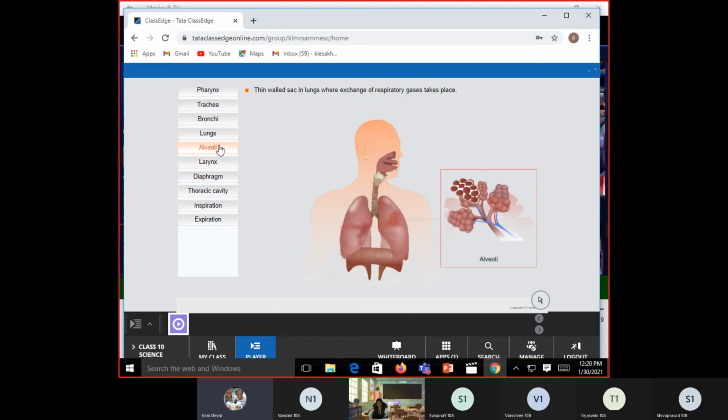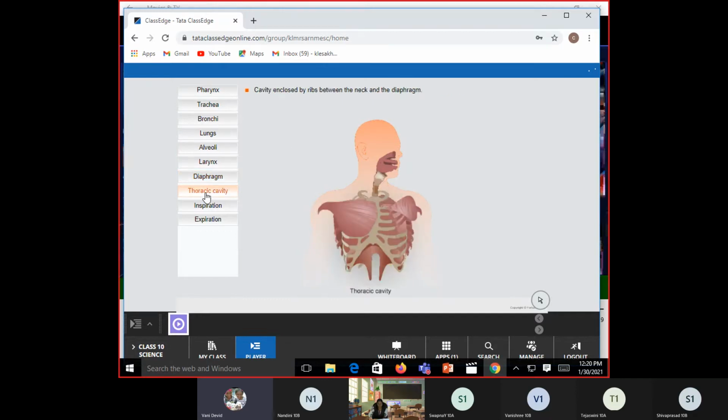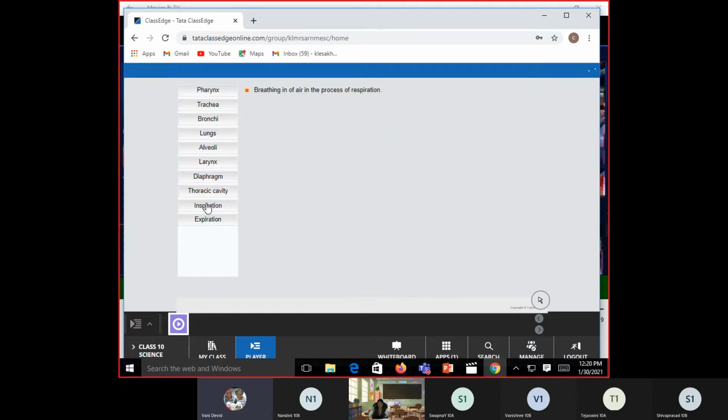Alveoli, thin-walled sacs in lungs where exchange of gases takes place. Diaphragm, a muscular partition separating the abdomen and the thoracic cavity. Thoracic cavity, a cavity enclosed by ribs between the neck and the diaphragm. So what is inspiration? Breathing in air in the process of respiration is called inspiration, and expiration is the act of expelling air from the lungs in the process of respiration.